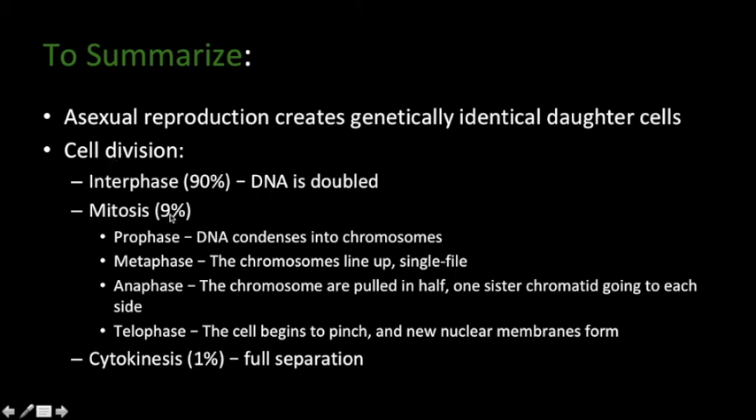After interphase is mitosis. Mitosis can be broken down into prophase, where the DNA condenses, metaphase, where the chromosomes line up, anaphase, where they're being pulled apart to opposite sides of the cell, with one sister chromatid, so one half of the X, being pulled to each side, and then telophase, where the cell begins to pinch and a new membrane forms for each of those daughter nuclei. Then lastly, the full separation is cytokinesis.